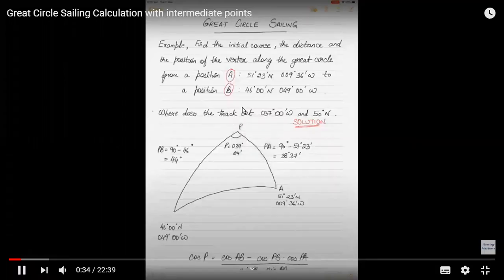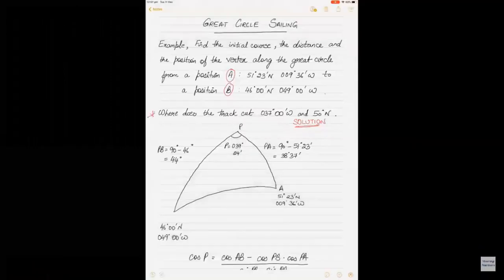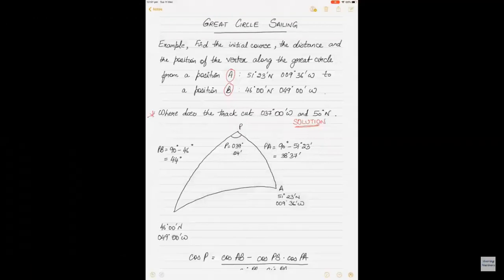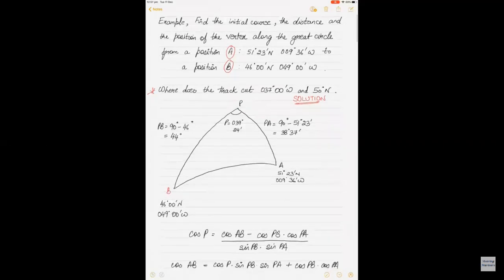Guys, we are going to do this last very long example of great circle sailing. A vessel is at a position west and 50 degrees north, situated on the track we drew. Same lengthy question like the last one. We have to find the initial course, the final course, and the distance of the great circle. Let's start by drawing a position diagram.